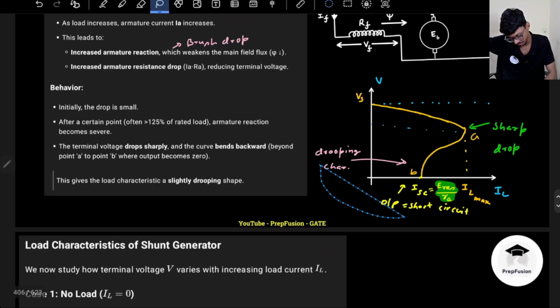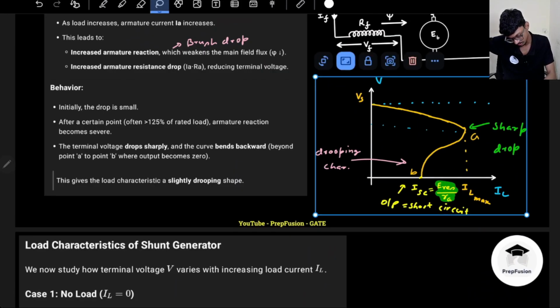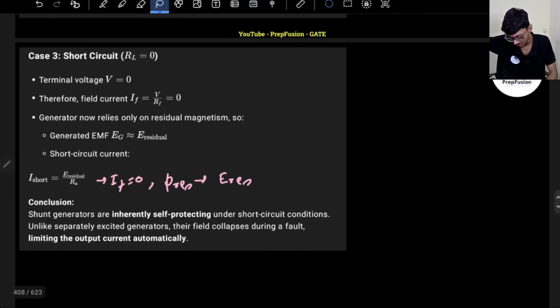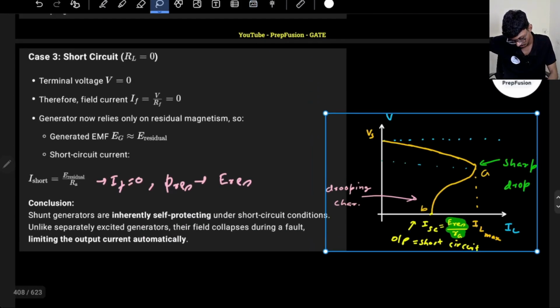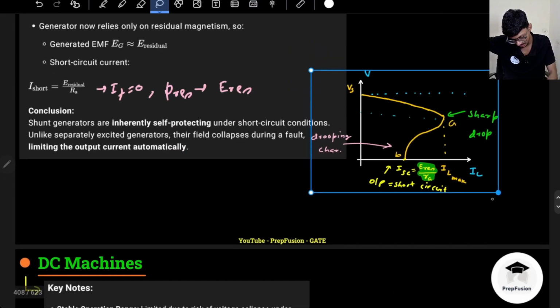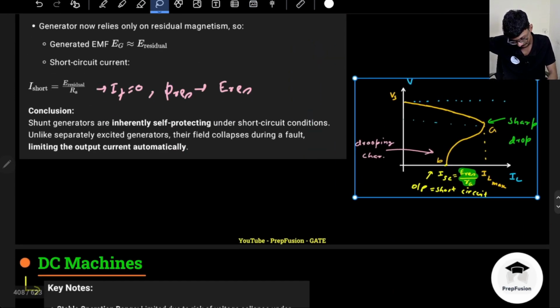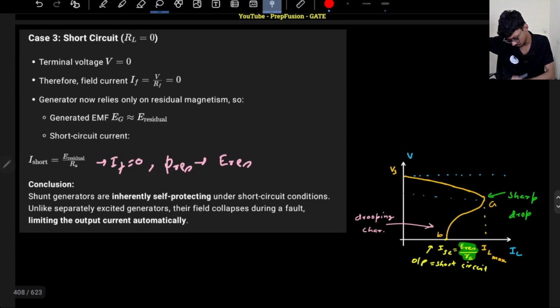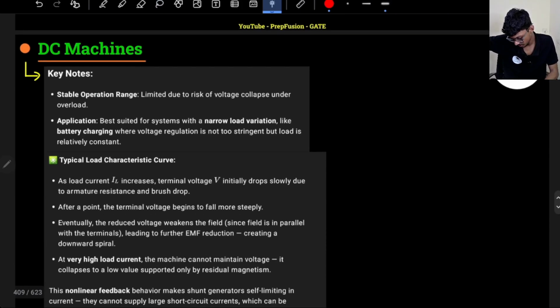Okay. So we'll copy this graph again and I will paste it here. So these are the characteristics of this shunt field generator. These are the key points.